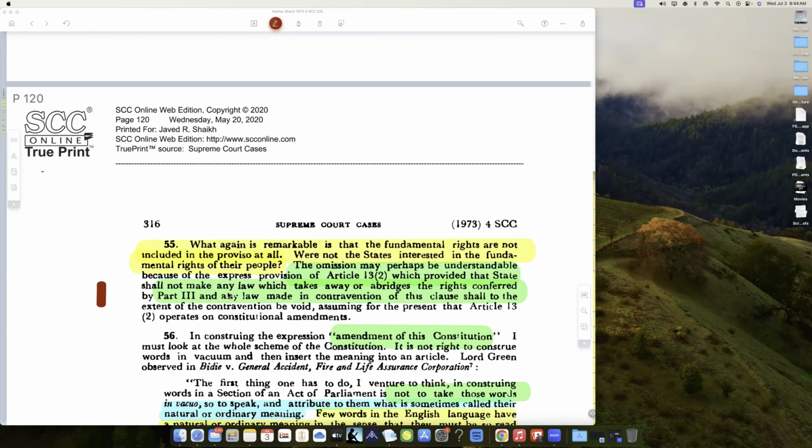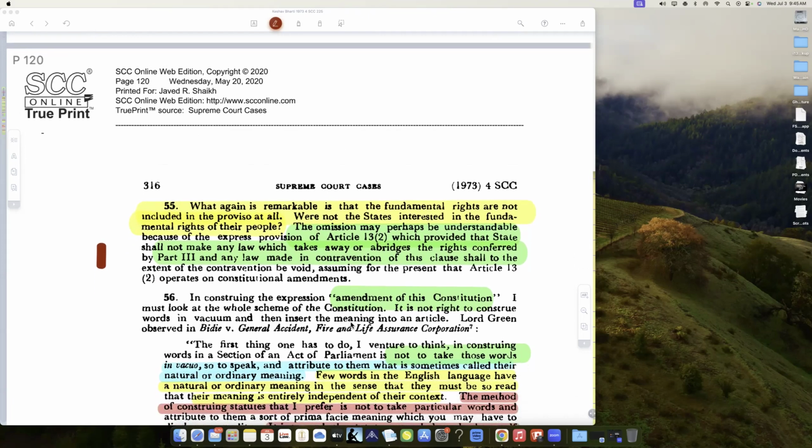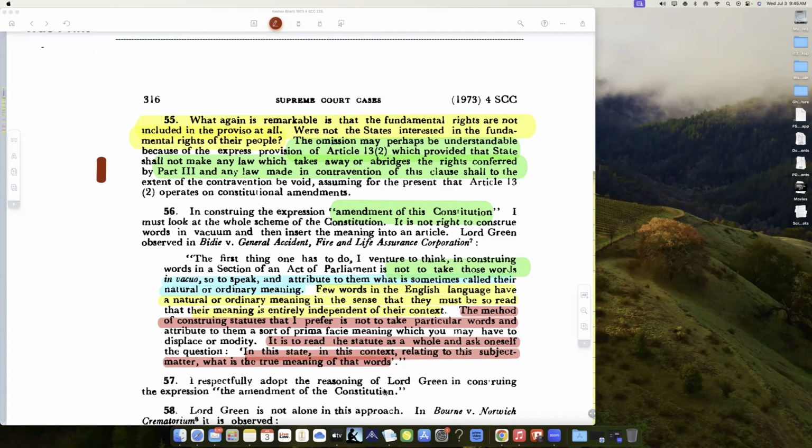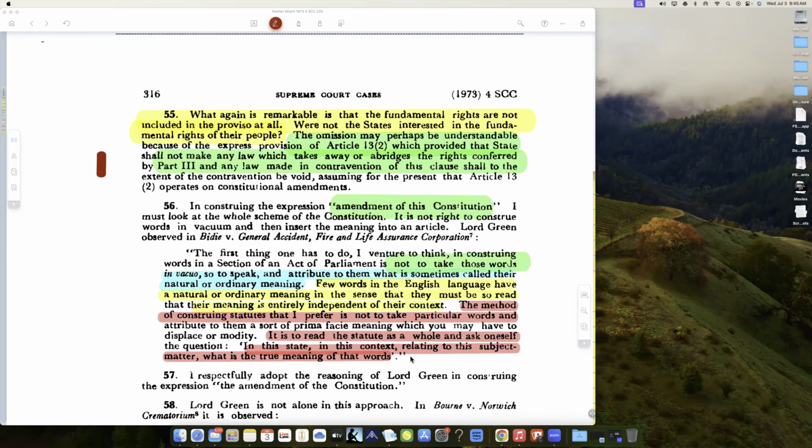The omission may perhaps be understandable because of the express provision of Article 13 subclause 2, which provided that the state shall not make any law which takes away or abridges the rights conferred by Part 3, and any law made in contravention of this clause shall, to the extent of the contravention, be void. So the court says all right, it was not included because you had a prohibition in 13 subclause 2, that no law or amendment as a law could be made altering fundamental rights. In construing the expression "amendment of this constitution," now we'll stop over here and we'll resume again.